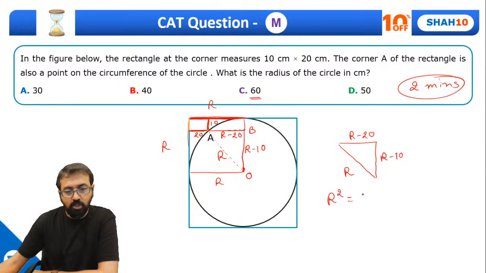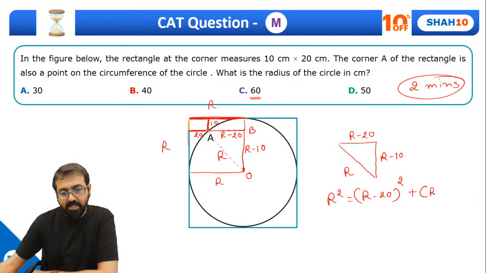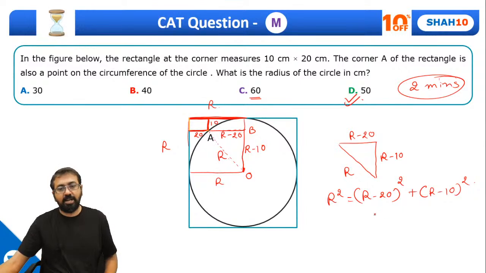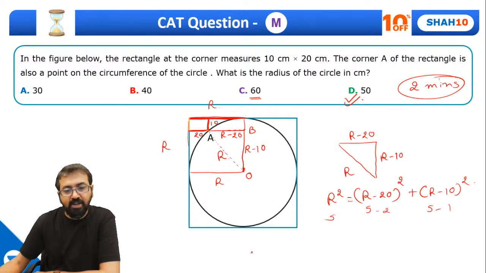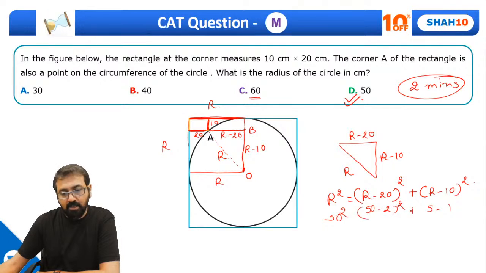R square equal to R minus 20 whole square plus R minus 10 whole square. Correct. It's option D. Yuvraj, that's correct. So now guys, don't solve this quadratic, rather just plug in the values. Can I say 5 minus 2 is 3, 5 minus 1 is 4, so this should be 5. That means over here it should be 50. R should be 50. So 50 square is equal to 50 minus 20 square plus 50 minus 10 square.